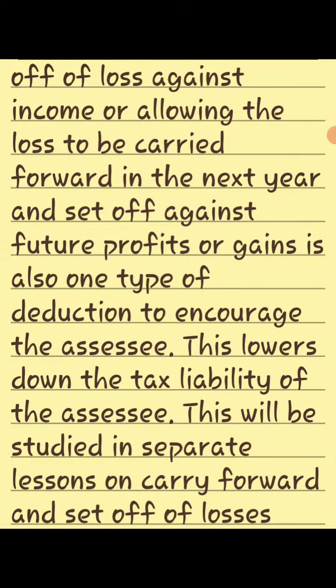The setting up of the loss against income or allowing the loss to be carried forward in the next year and set off against future profits or gains is also one type of deduction to encourage the assessee. This lowers down the tax liability of the assessee. Therefore, the deductions are allowed to progress the assessee of their own business or go on increasing their life facilities in the life. This will be studied in separate lessons on carry forward and set off of losses.